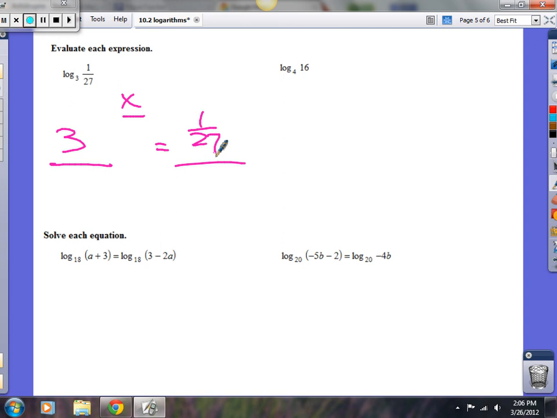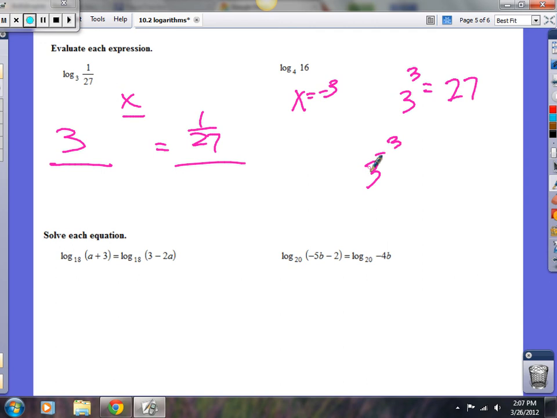You think x equals negative 3? Why is it negative 3, Thomas? What is 3 cubed? 27. But I need my answer to be a fraction. 1/27. What is 3 to the negative 3rd power? What do you do if you come across a negative exponent?